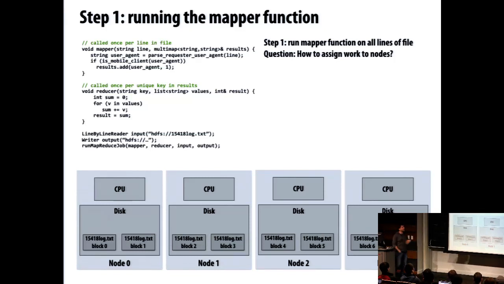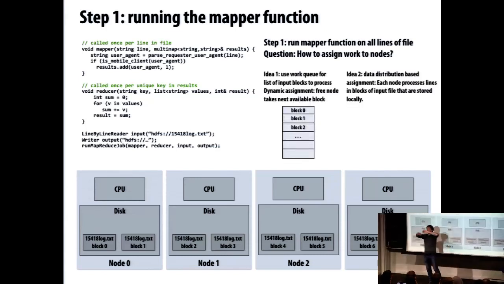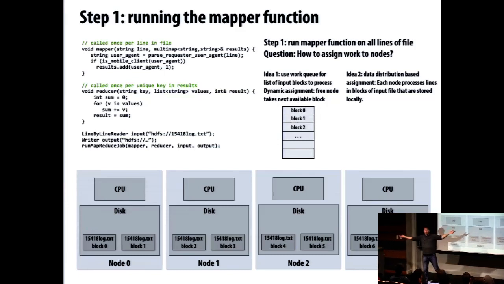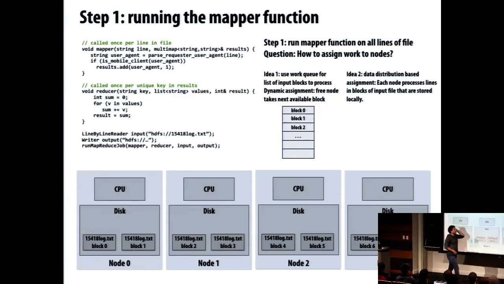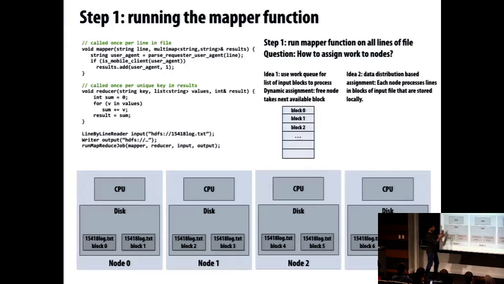Exactly. So there are a bunch of options here. One is we could just say, you know what, we're going to divide the billions of lines of the file into some chunks equally, and we're going to throw them all in a work queue, and every node is going to say, if I'm done, I'm going to grab the next thing off the work queue, and I will do that work. And I will get the data from whatever disk is necessary to get the data.